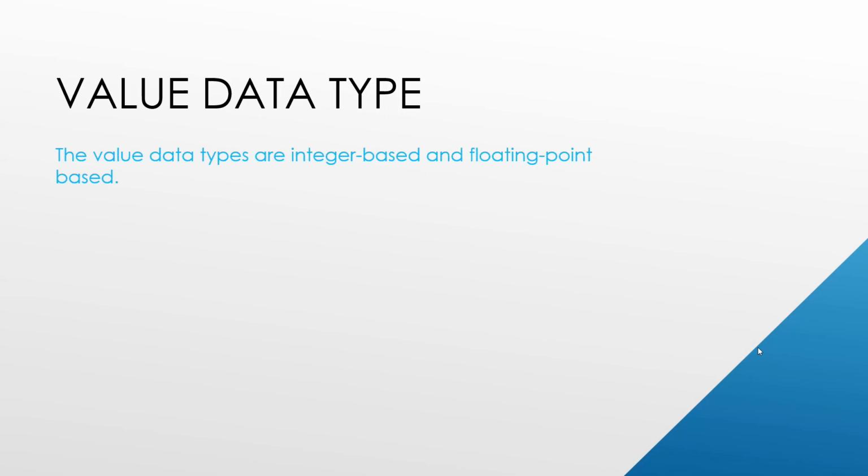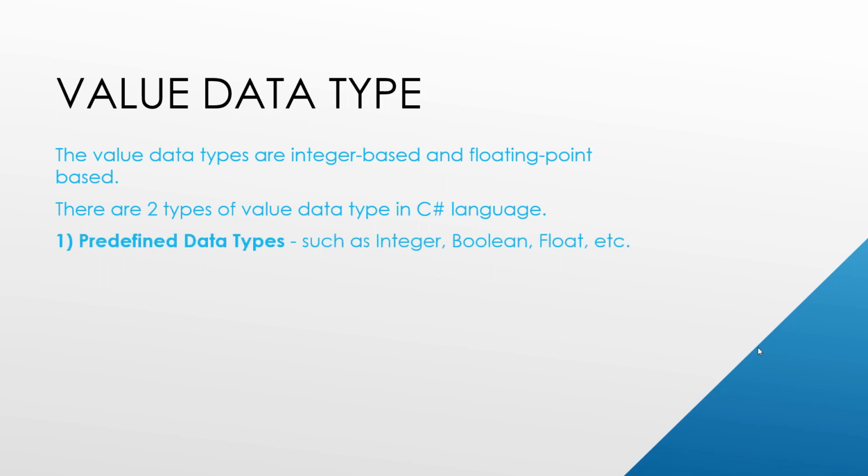What is a value data type? The value data types are integer based and floating point based. There are two types of value data type in C# language. Predefined data types such as integer, boolean, float, etc., because they are already defined in C#, right? And we have user defined data types. We can define our own data type using a structure or enumeration.